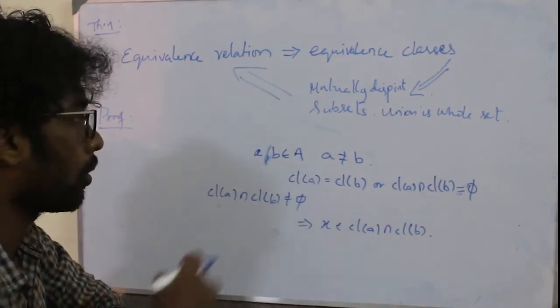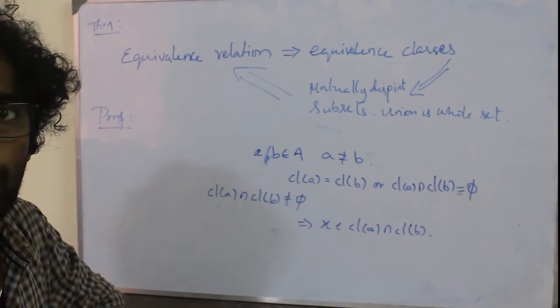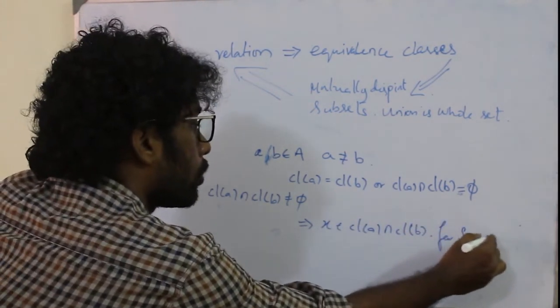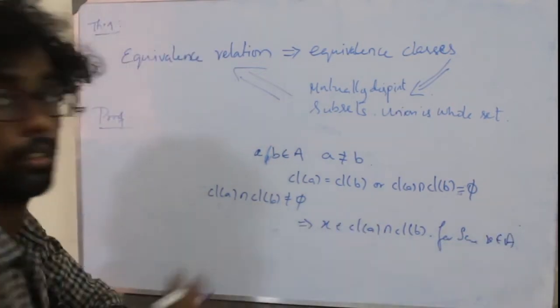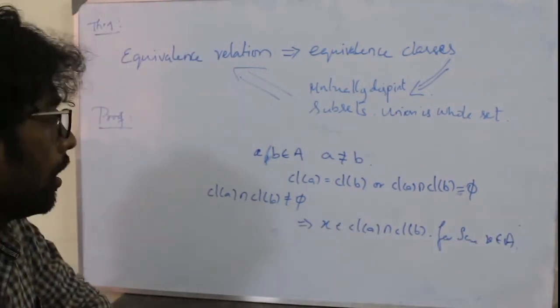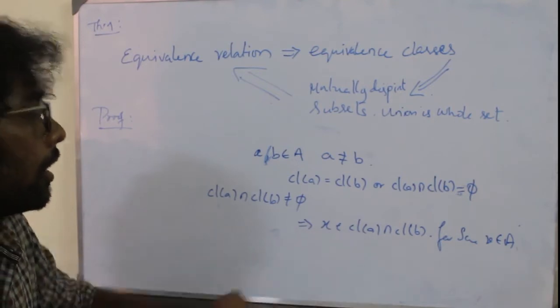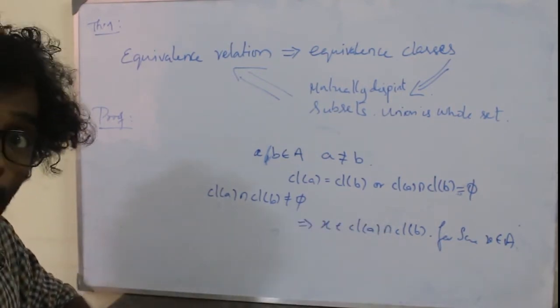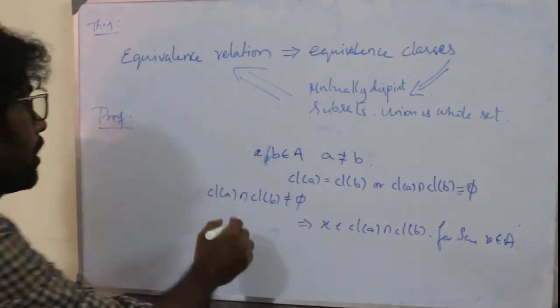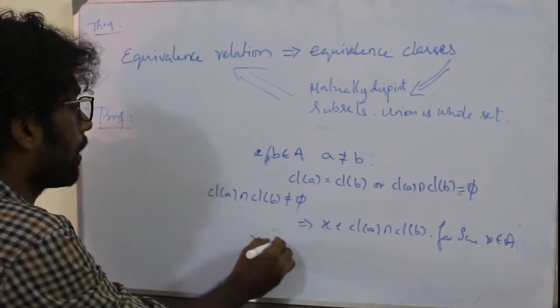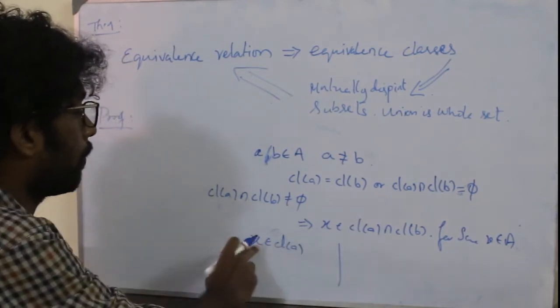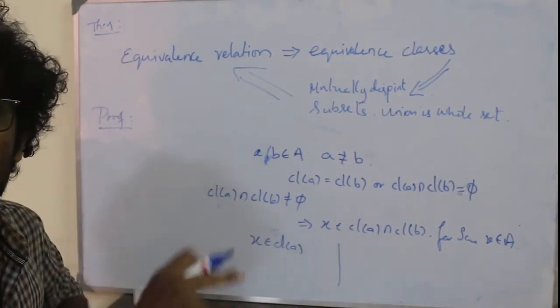For some X belongs to the set A. I have given the PDF, so please read it. Next, we can take this separately. X belongs to both Cl of A and Cl of B. Intersection means it is there in both. So X belongs to Cl of A. What is the meaning of it? X belongs to Cl of A means X is related to A.